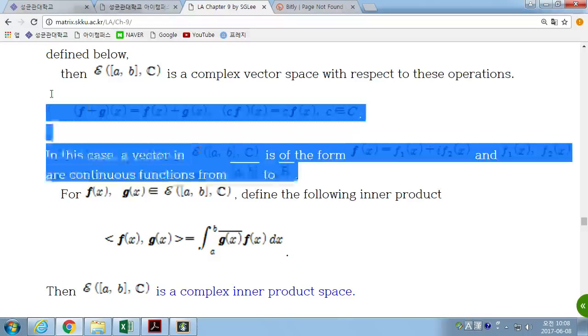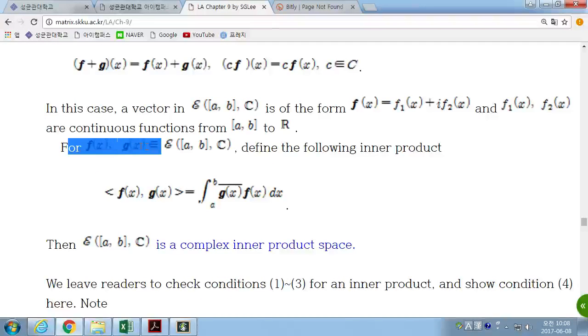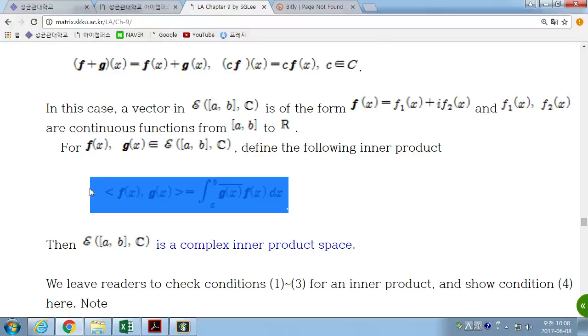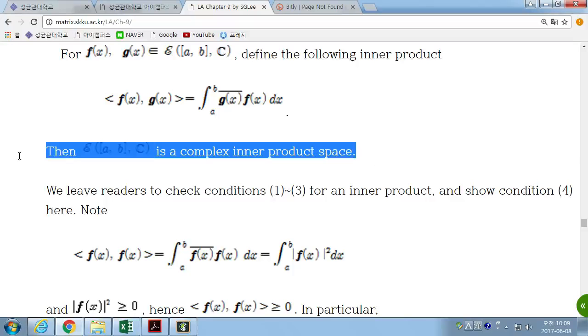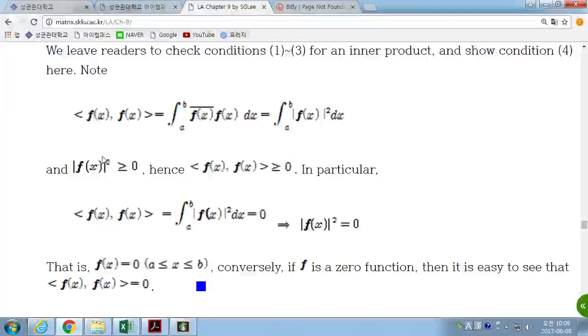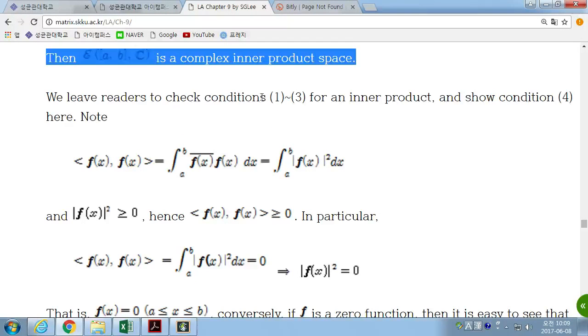Okay. So with this setting, we can define an inner product like this. The inner product of bold F and G is an integral from a to b of the conjugate of g of x times f of x dx. Then this forms an inner product space. It satisfies all four properties of an inner product. So we have checked the conditions for C.